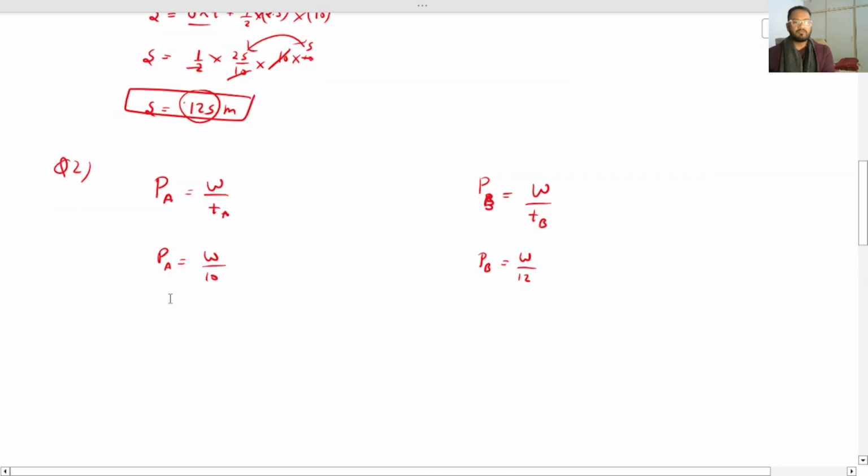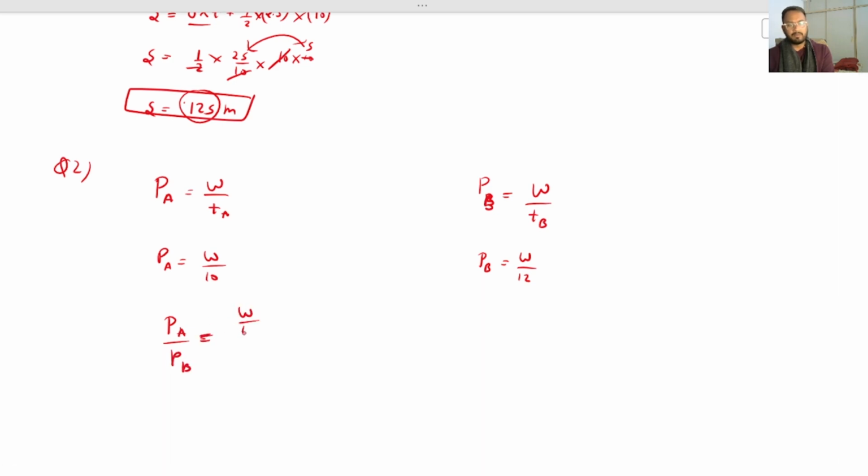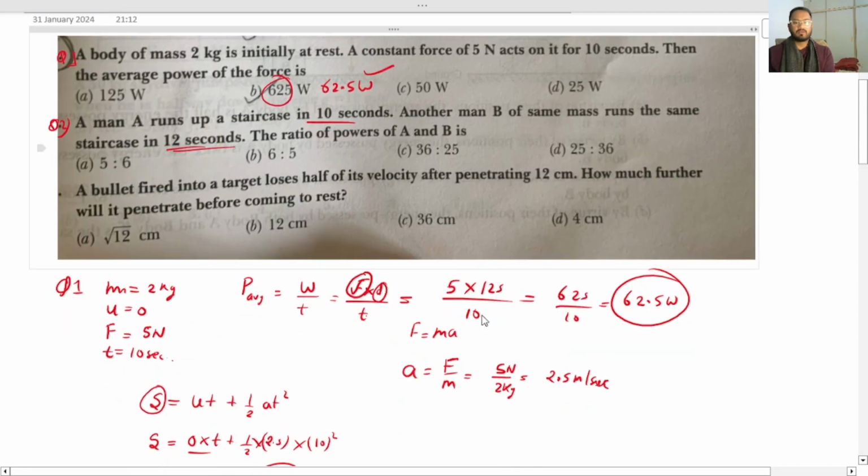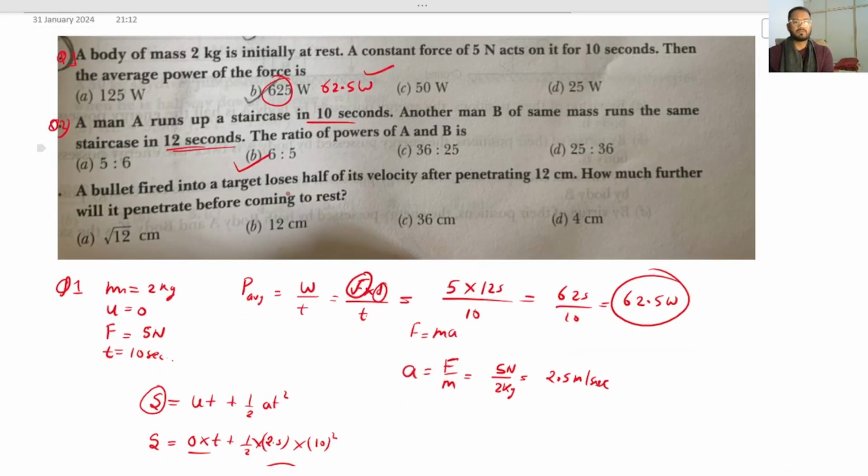Now we need to find the ratio of power A upon power B. Power A upon power B is equal to W upon 10 upon W upon 12. So these two will come together: W into 12 upon W into 10. W cancels. It is 6 upon 5, right? So this is 6 is to 5. Done. The answer is 6 is to 5. The answer is option B.